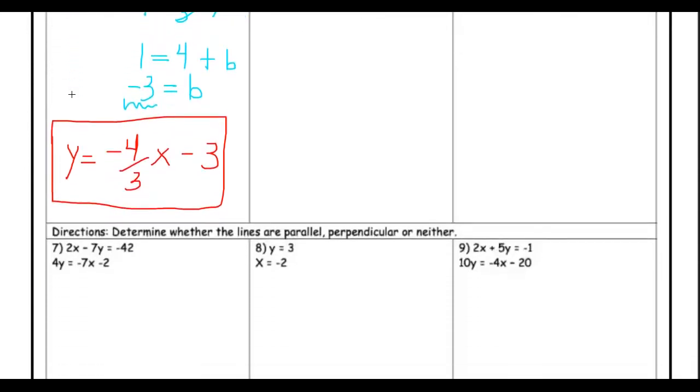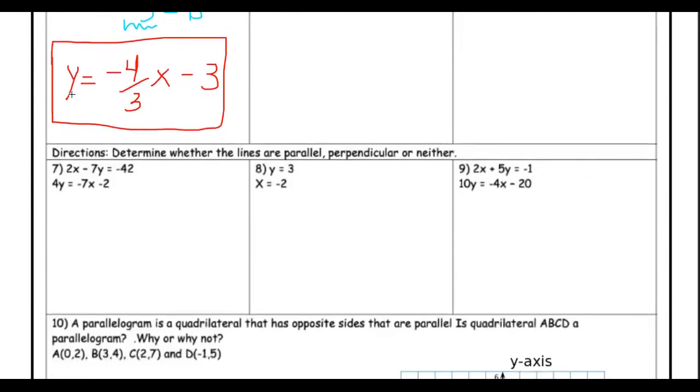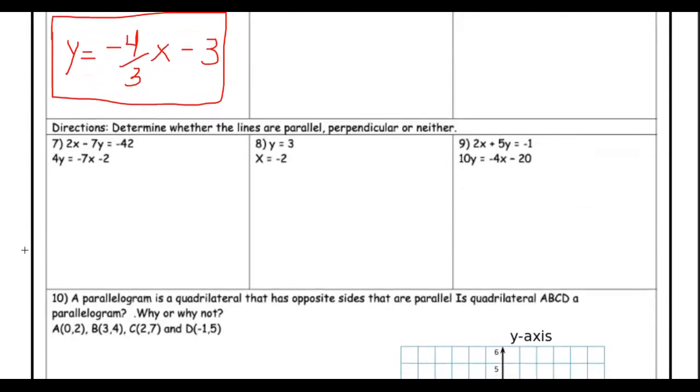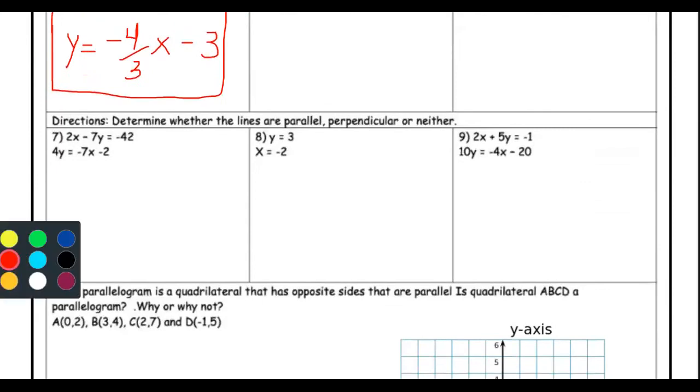Let's look here at this section. The directions tell us to determine whether the lines are parallel, perpendicular, or neither. Let's take a look at question 8. It says y equals 3. Notice there's no other information, no x in there. And the other line is x equals -2, and that one is just basic. It doesn't have anything about a y.